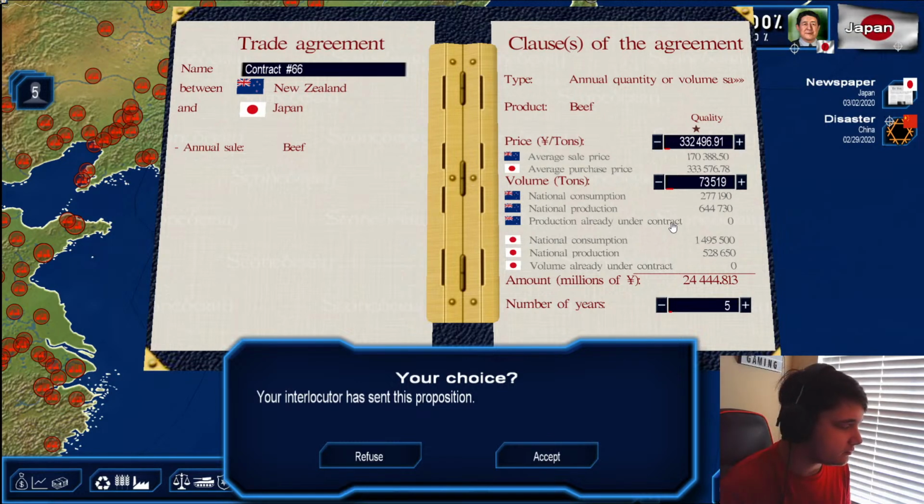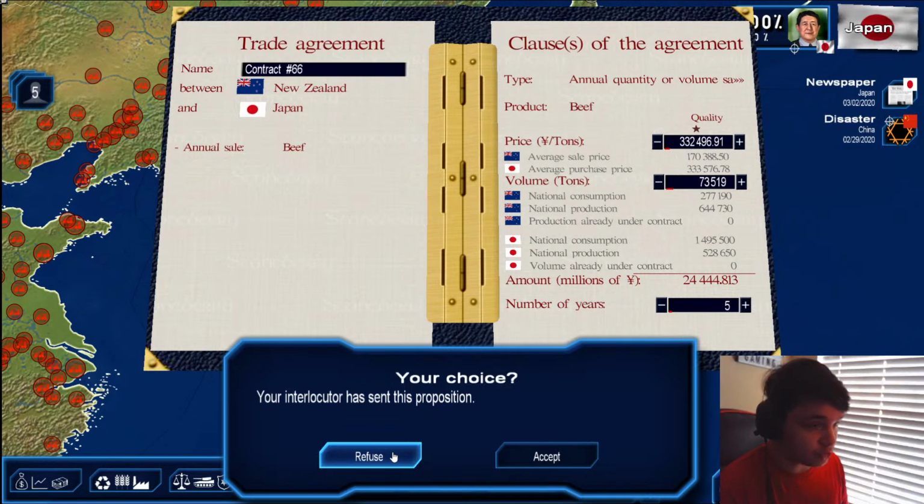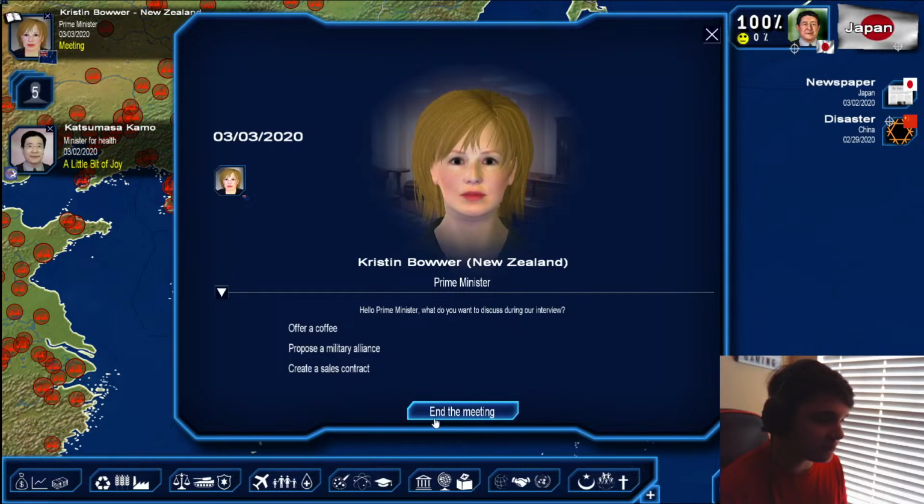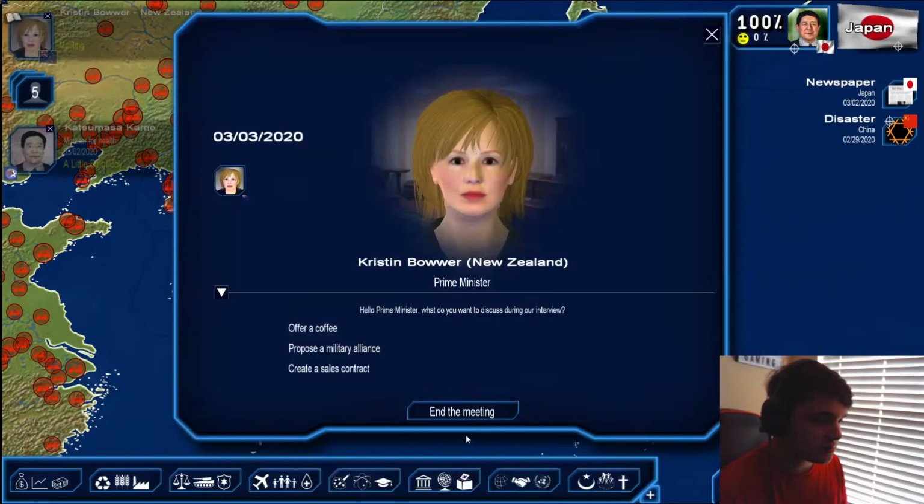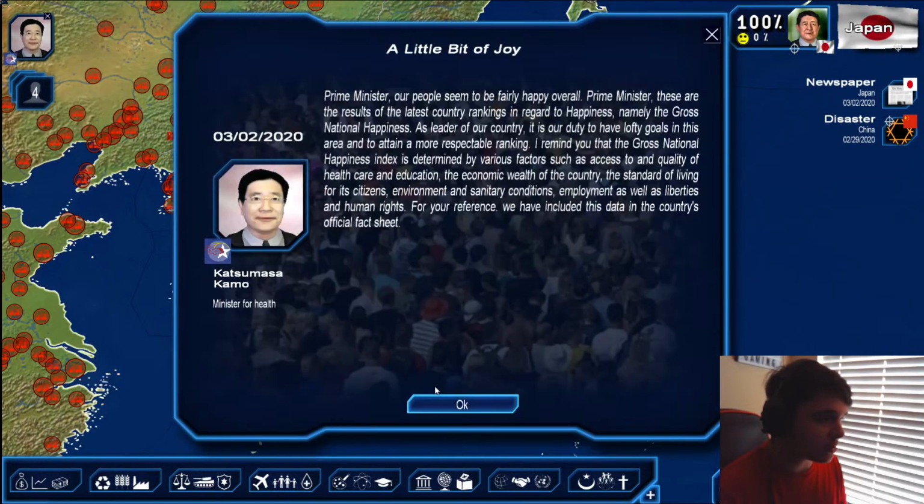Can you recommend a good political simulator game? I'm gonna have to think about it real quick. I'd recommend this, but you probably already have it. Can you imagine the Constitutional Democratic Party of Japan winning control in this year's election? I am gonna do a little bit more analysis of the Japanese election before I really make that assumption. So we're gonna refuse that for right now. Propose an alliance. They say no. A little bit of joy.